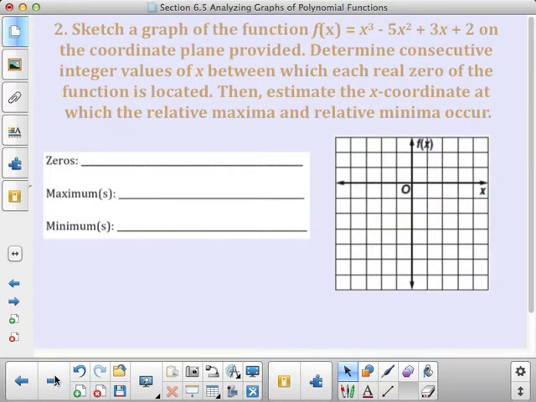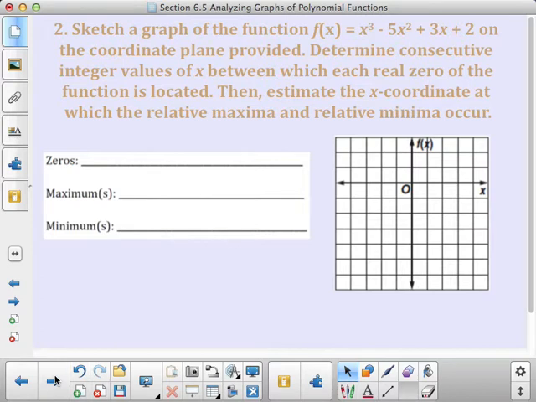All right. Example 2 says sketch the graph of the function f of x is equal to x to the third minus 5x squared plus 3x plus 2 on the coordinate plane provided. Then we want to determine the consecutive integer values of x between which each real zero of the function is located. Then estimate the x-coordinate at which the relative maximum and relative minimum occur. So you need to find the zeros, the max, and the mins.